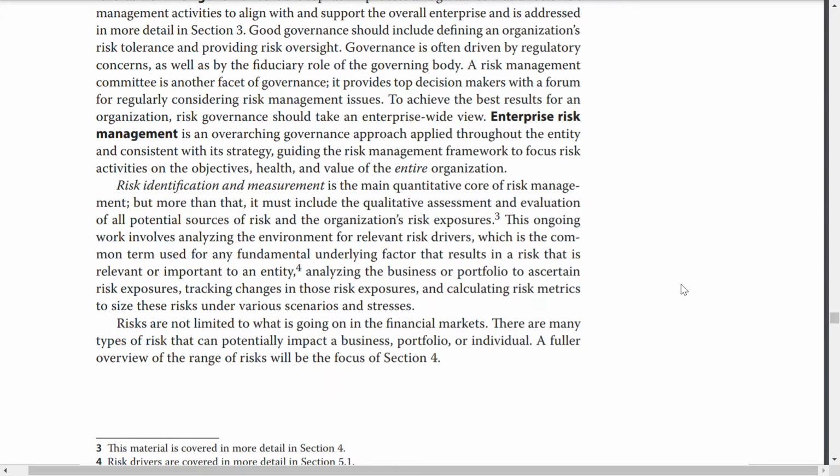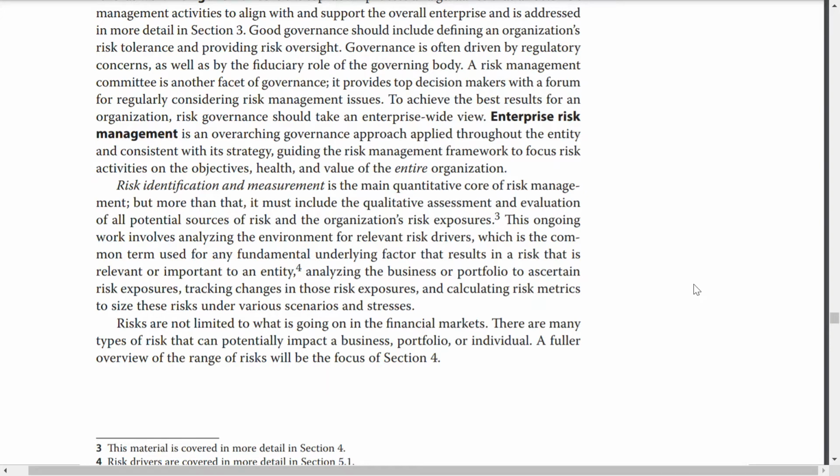Risk identification and measurement is the main quantitative core of risk management, but more than that, it must include the qualitative assessments and evaluation of all potential sources of risk and the organization's risk exposure. This ongoing work involves analyzing the environment for relevant risk drivers, which is the common term used for any fundamental underlying factor that results in a risk that is relevant or important to an entity. Analyzing the business or portfolio is to ascertain risk exposures, tracking changes in these risk exposures, and calculating risk metrics to size these risks under various scenarios and stresses.